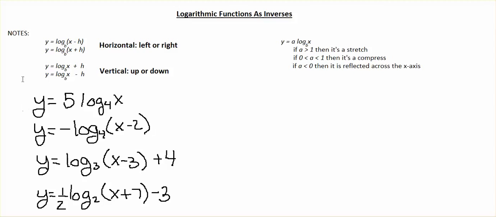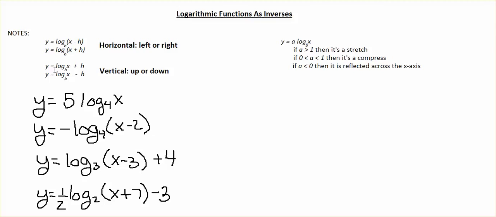Alright, so now that you have your notes down, let's take a look at them. If you add or subtract a number inside the logarithm with the x, you're moving your logarithmic graph left to right. And in the last video, you noticed that we had a vertical asymptote at x equals 0. And if you move that graph left to right, you're going to be moving your vertical asymptote left to right with your graph.